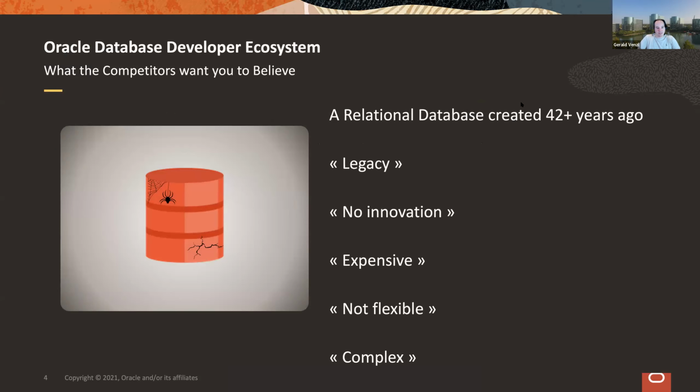Oracle Database and the developer ecosystem. When we look at the competition, what they say is that Oracle Database is old, there's no innovation, it's expensive, it's not flexible, it's complex, etc. Basically, don't use Oracle Database because it's a 40-year-old product. And yes, it's true. Oracle Database was the first commercial relational database out there, and it's actually still alive. And the number one database after 40 years, which in itself in the IT industry already says a lot, because many technologies come and go in a 2-3 year time span.